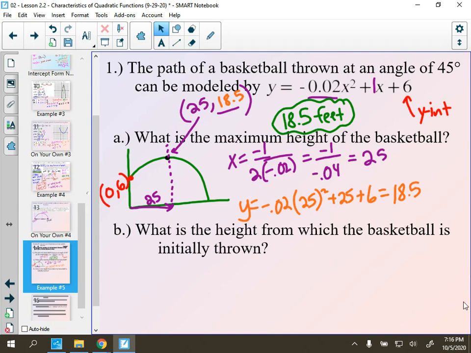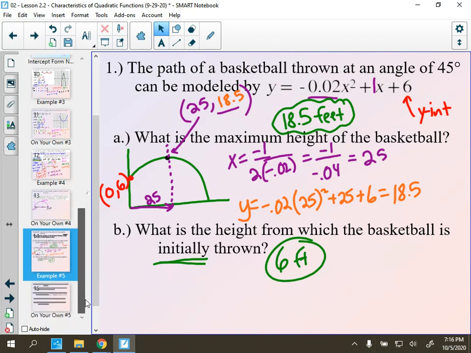What is the height from which the basketball is initially thrown? That's a key word for us there. We can just say 6 feet. Cool. I know the last one is a very similar one, but I've said it 3 or 4 times already. I may as well finish the notes here.